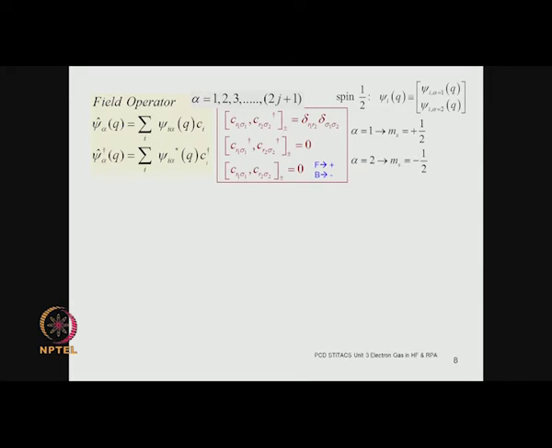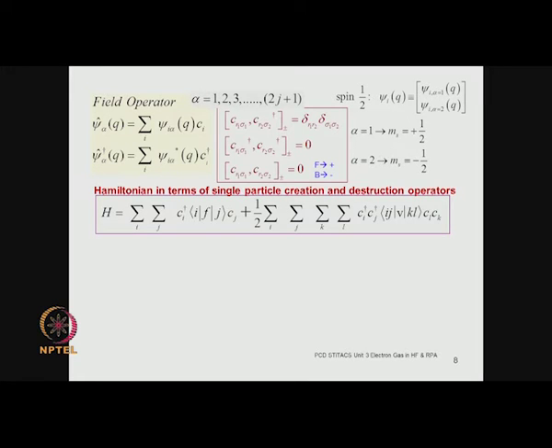So, now the commutation and anti-commutation relations for the Fermi and Bose particles, my interest over here is specifically for electrons, which we of course know are fermions. So, we have got 2 states, ms equal to plus half and ms equal to minus half, corresponding to which alpha is 1 and 2. So, these are the 2 indices that we will have to keep track of. And the single particle creation and destruction operators, which we used in the expression for the Hamiltonian, we can now write the same Hamiltonian in terms of the field operators.